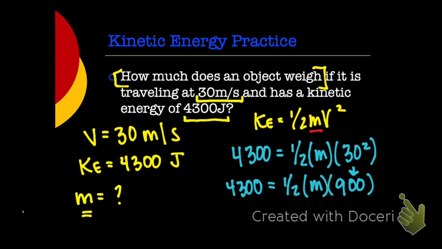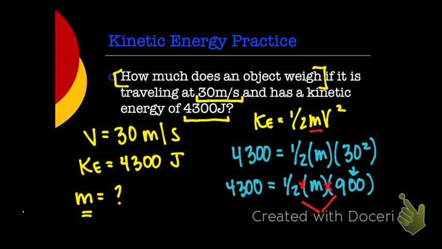Okay, so all I did so far is 30 squared. All of this right side of the equation is multiplied together: 1/2 times m times 900. So what do I need to do next? I need to multiply 1/2 times 900, right?